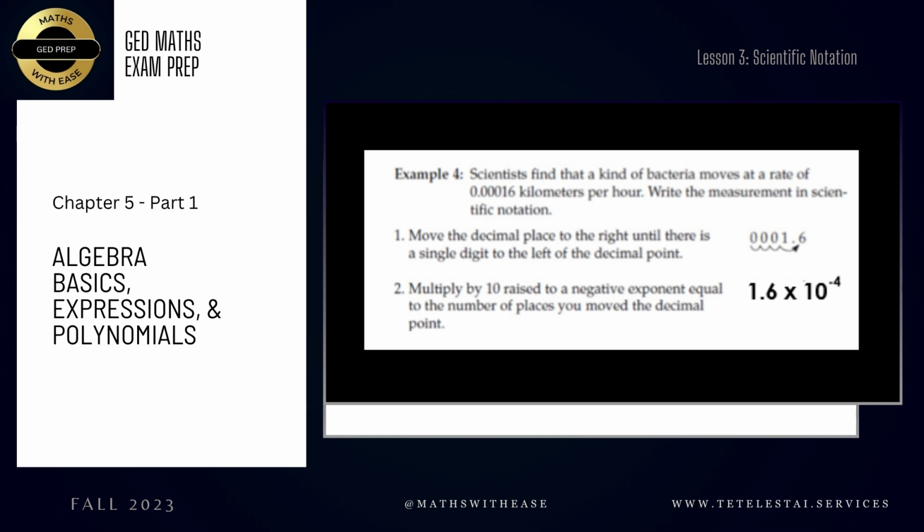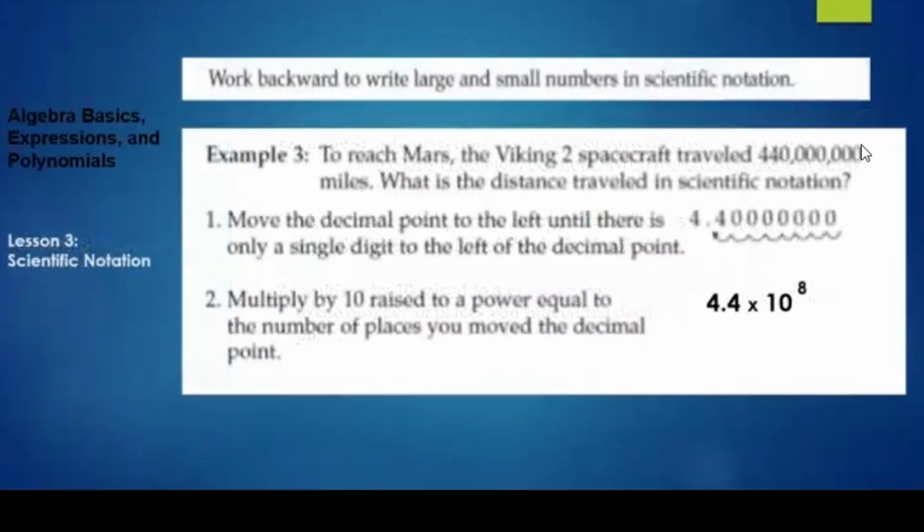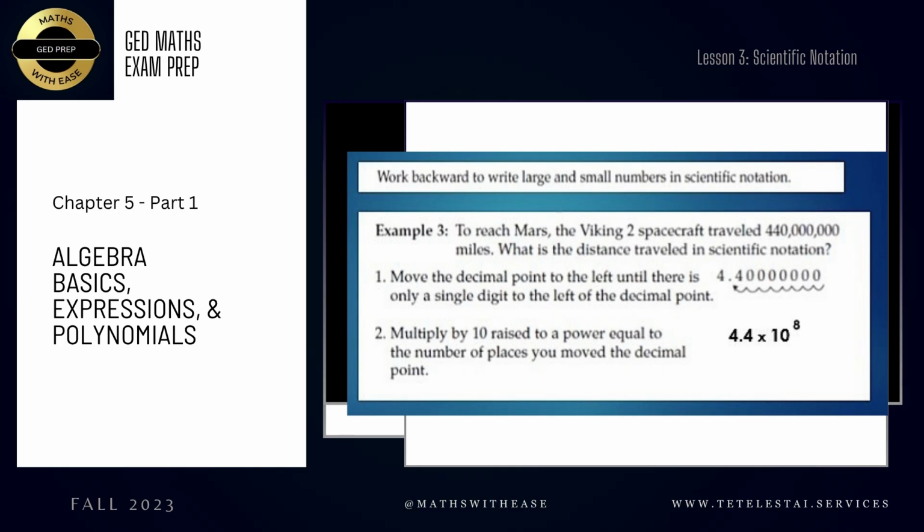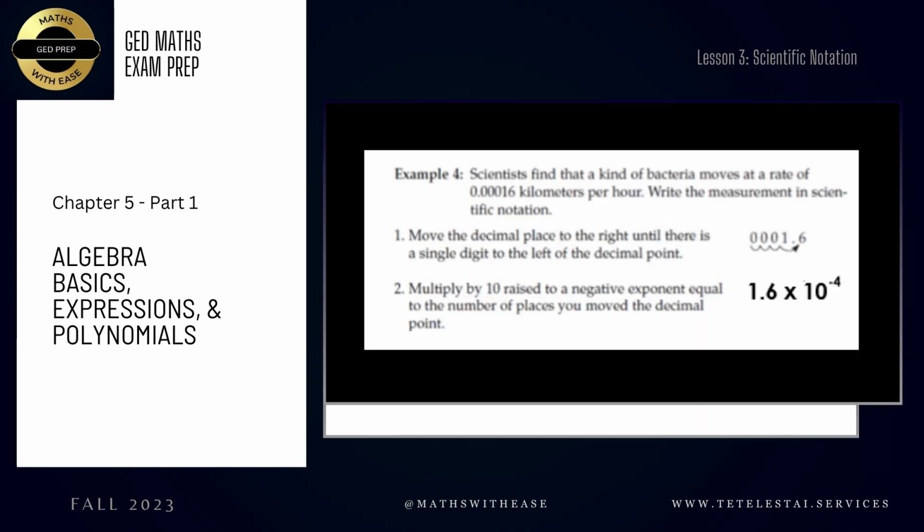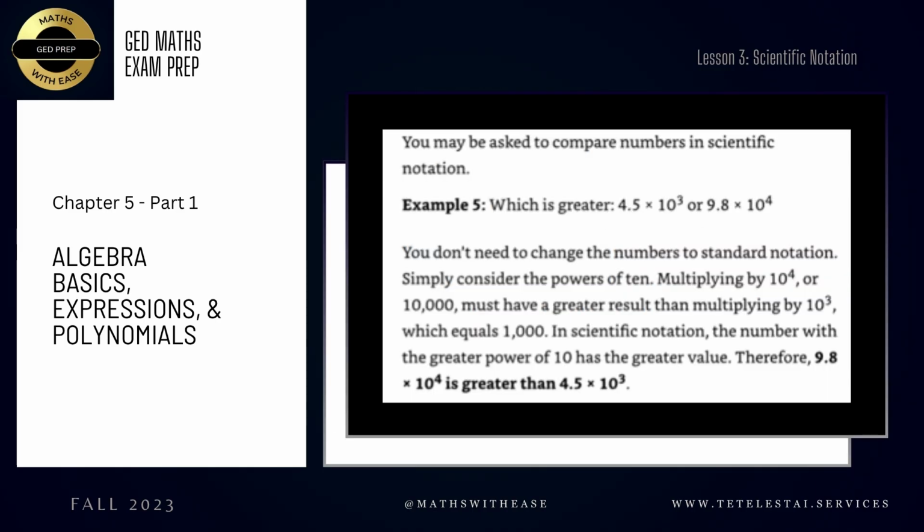0.00016. A good rule of thumb, or a good way to remember this, is that if you're moving your decimal point to the left, your exponent is going to be positive. If you're moving your decimal point over to the right, your exponent is going to be negative. You may be asked to compare numbers in scientific notation.